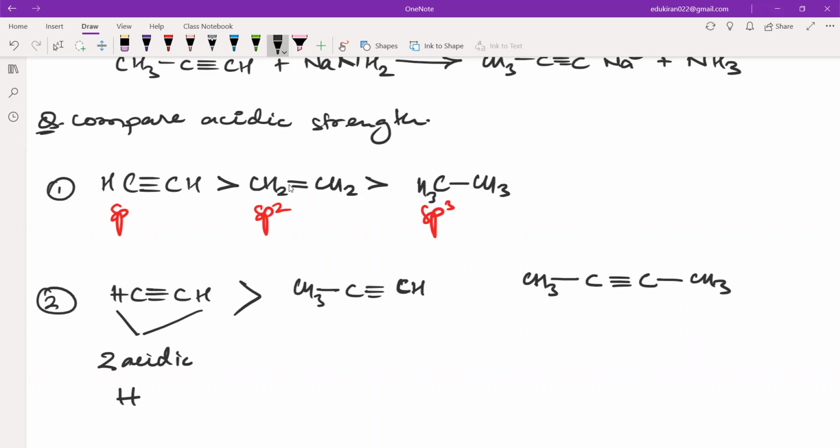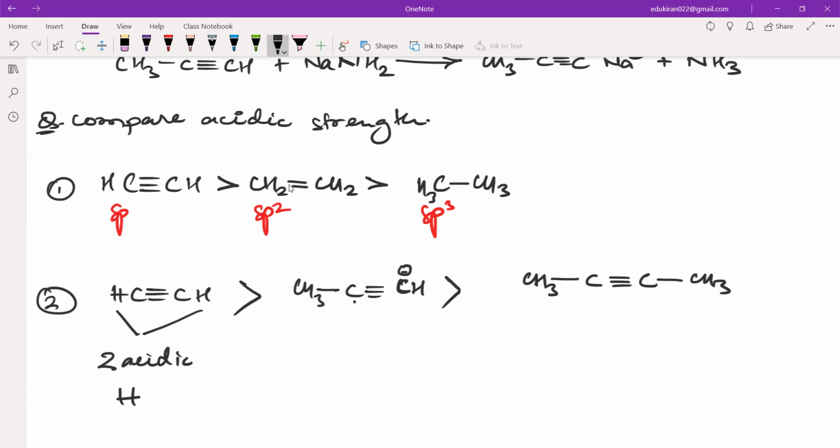Why? Because here we only have one hydrogen, and this is the conjugate base here. It will not be much stable because this carbon atom will get a negative charge. It is bonded to sp hybridized, but again it is bonded to CH3. So CH3 will give electrons because it is plus I. So the conjugate base will not be much stable. So this is going to be less acidic than the first one.